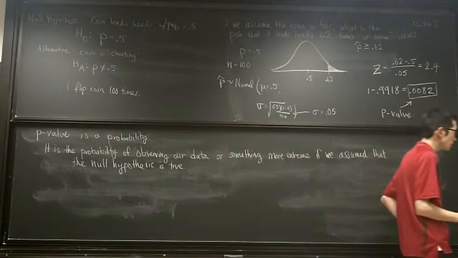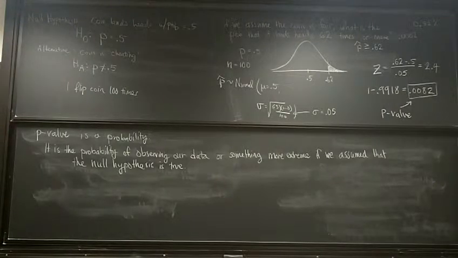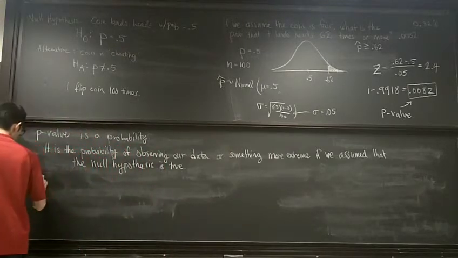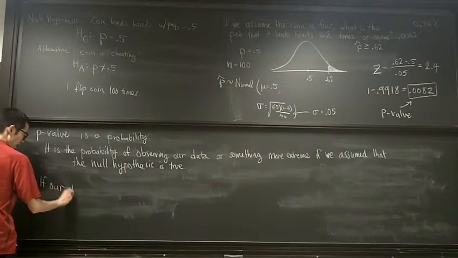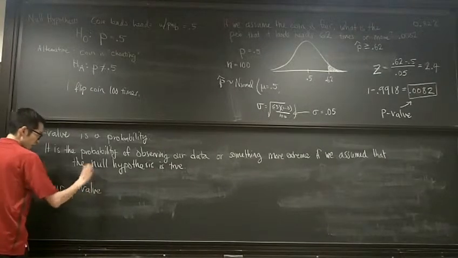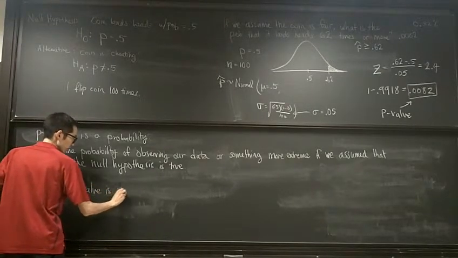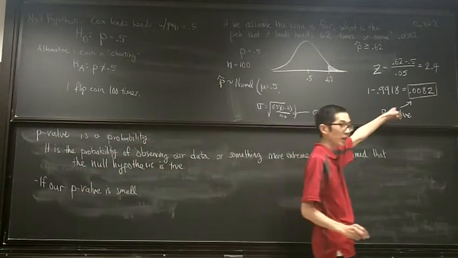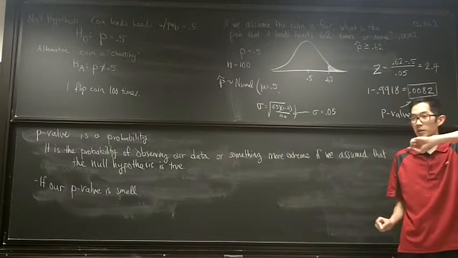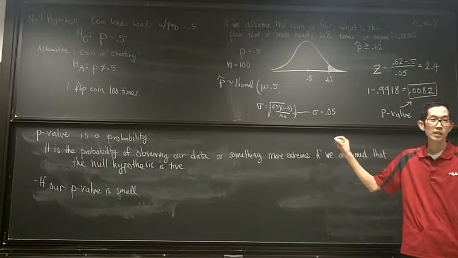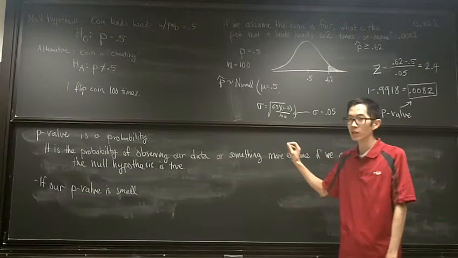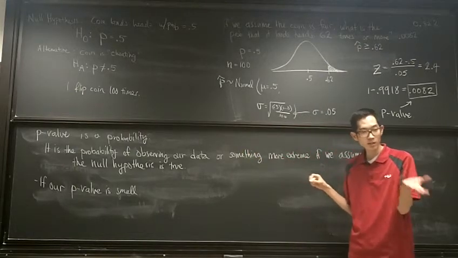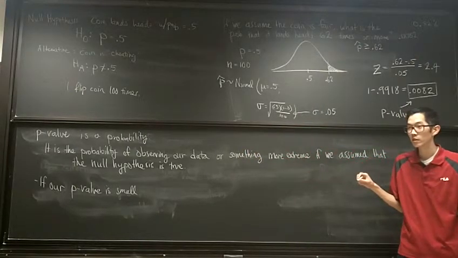So if our p-value is small, what does that indicate? That it's not likely. Yeah, so if our p-value is small, which is what happened over here, that indicates that our data is highly unlikely to be observed if the null hypothesis were true. But the fact that it is our data means it was observed. Okay?